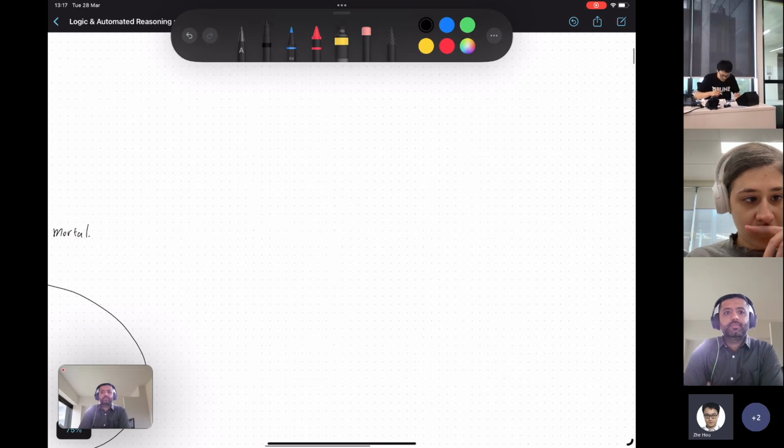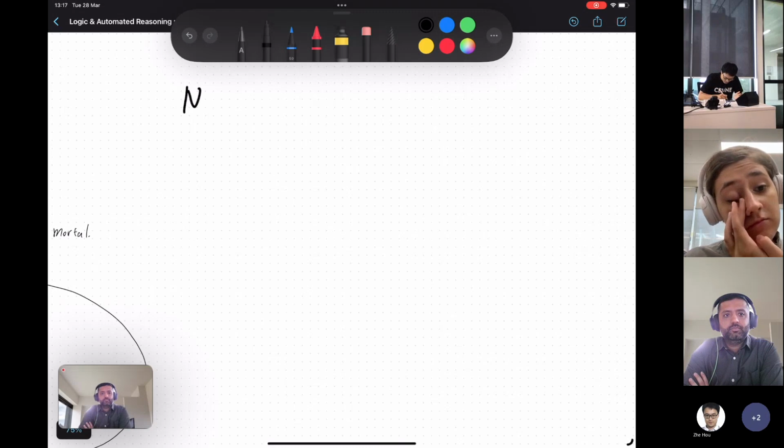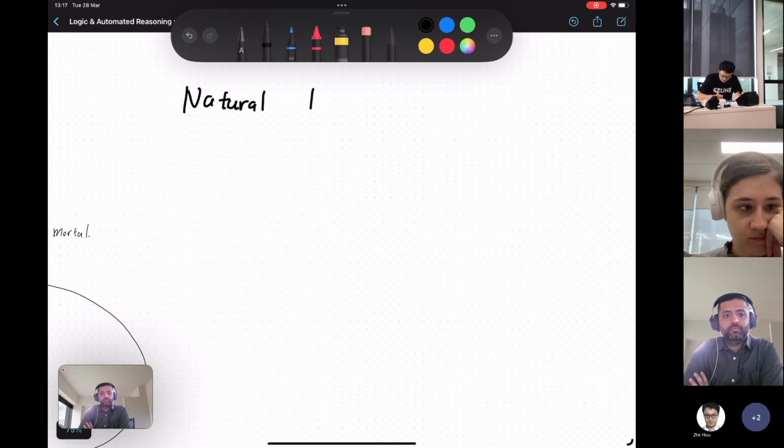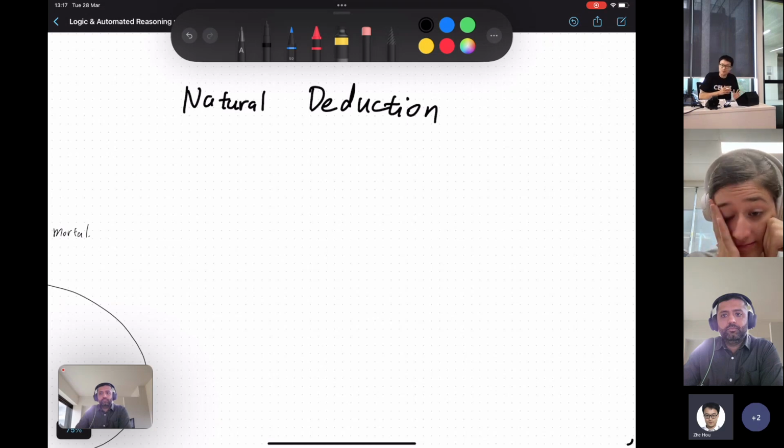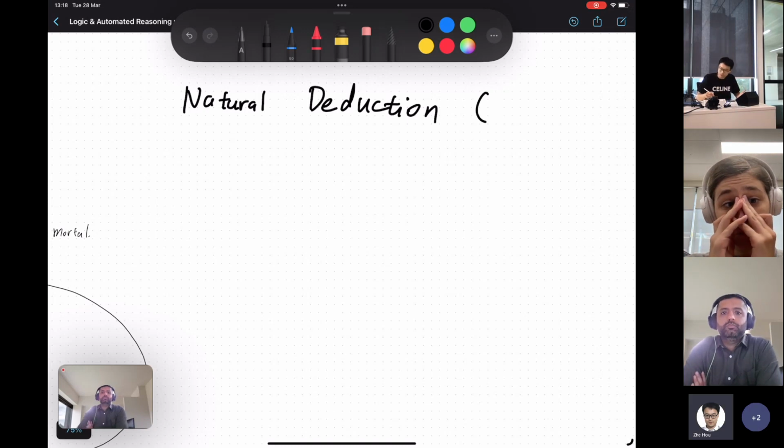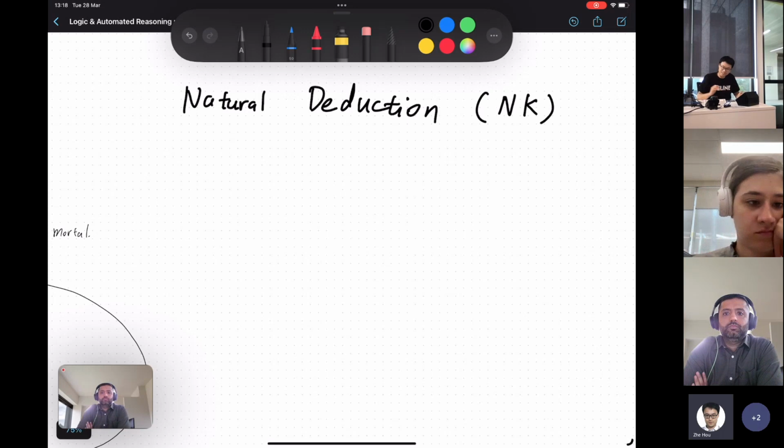Okay, so I'm going to put everything here. So this reasoning technique is called natural deduction. And the reason why it's called natural deduction is because the guy who invented this reasoning calculus was trying to emulate how human beings do reasoning with logic. So he thought, okay, this is a natural way of doing reasoning, and then he called it natural deduction. And in the literature, it's also called NK. It's not called ND, it's called NK.